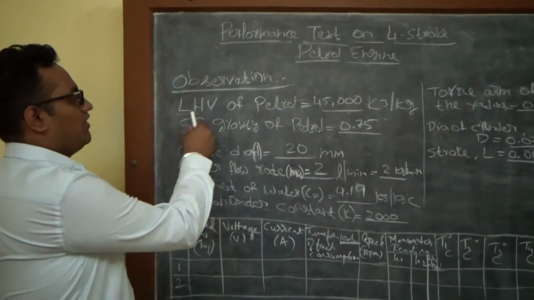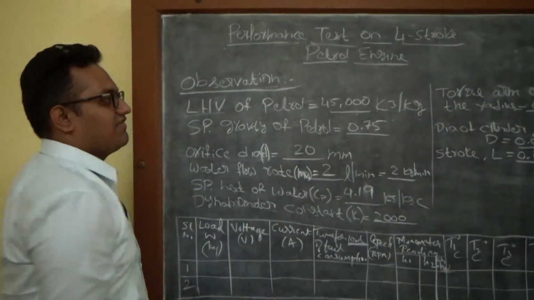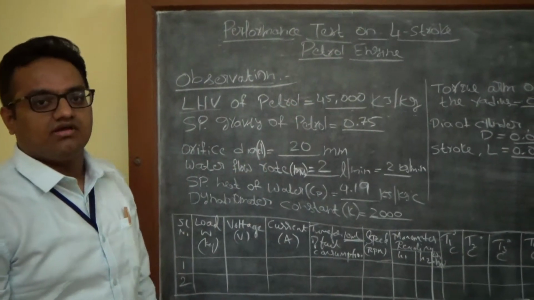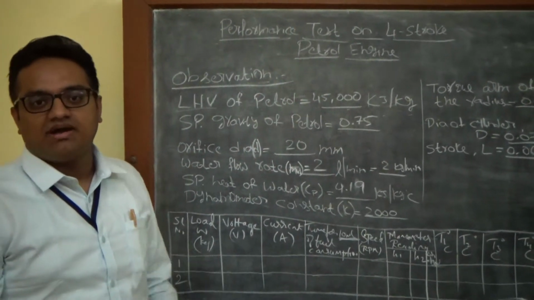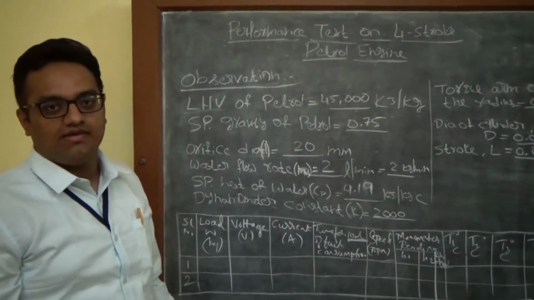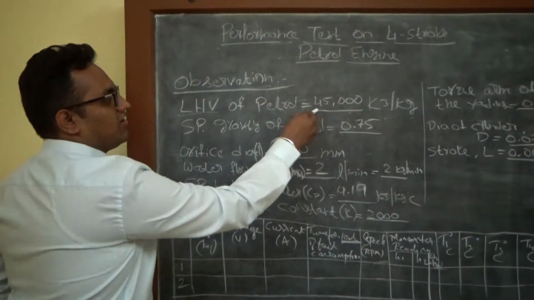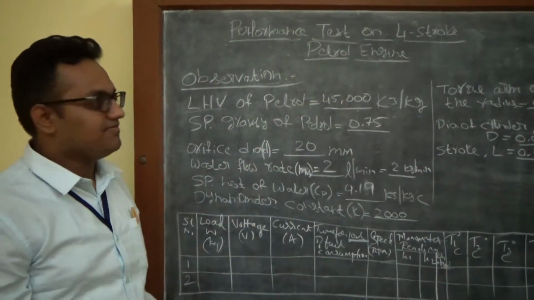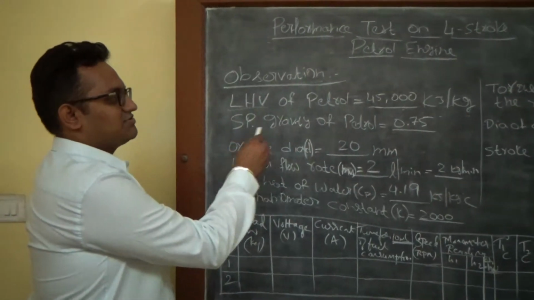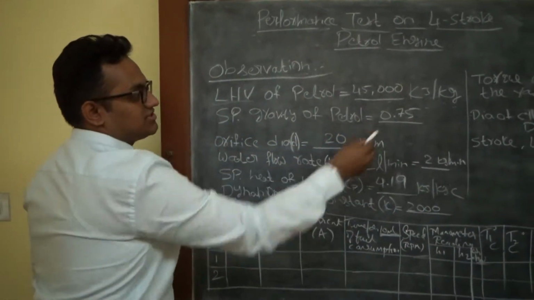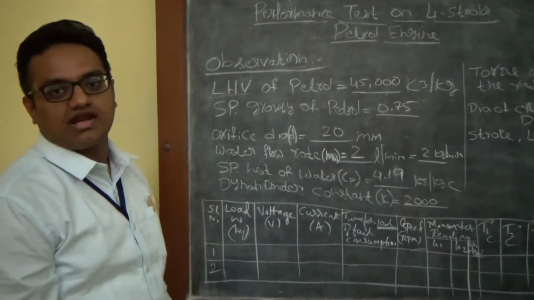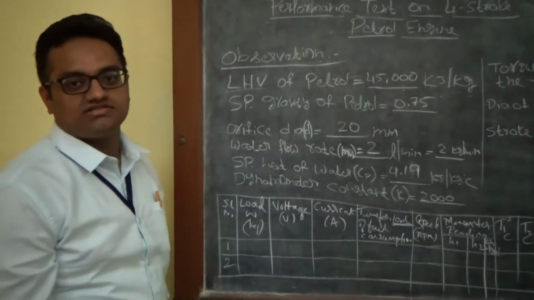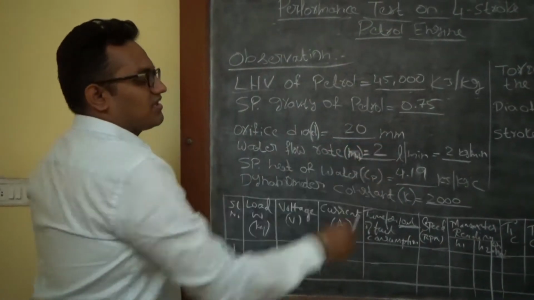Calorific value or lower heating value of the petrol is 45,000 kilojoules per kg. This is on a general note. For every batch of the fuel it will keep on varying, but we have taken a constant 45,000 kilojoules per kg for this particular calculation. Following this, we have a specific gravity of the petrol, which is 0.75. That's again a standard.